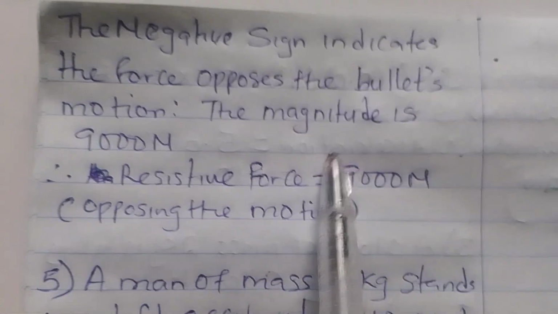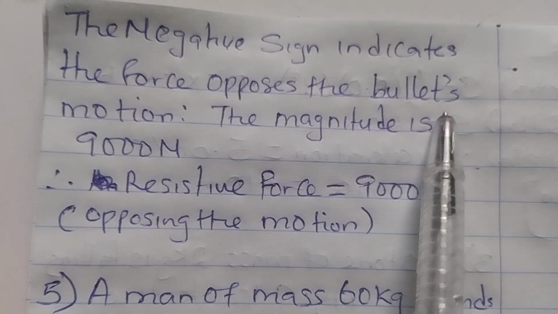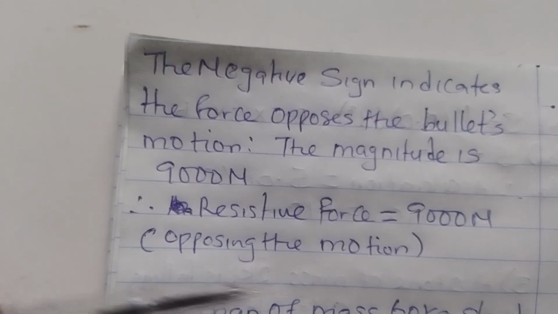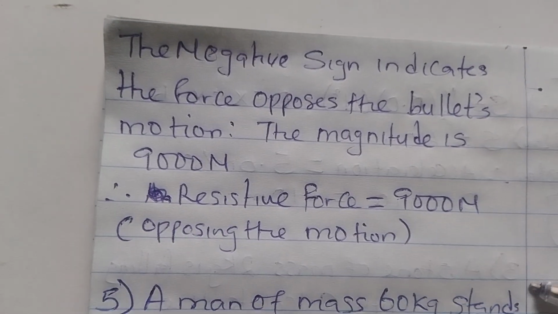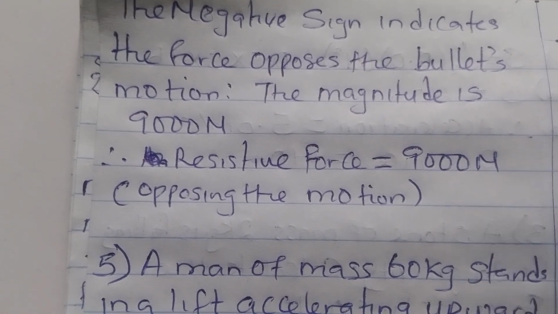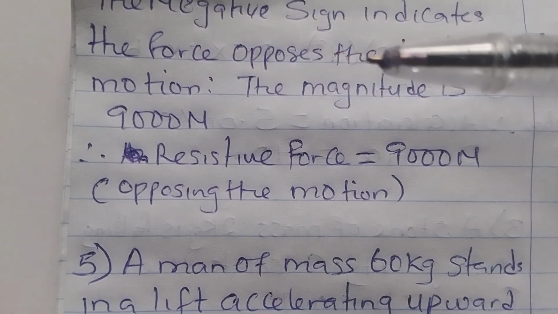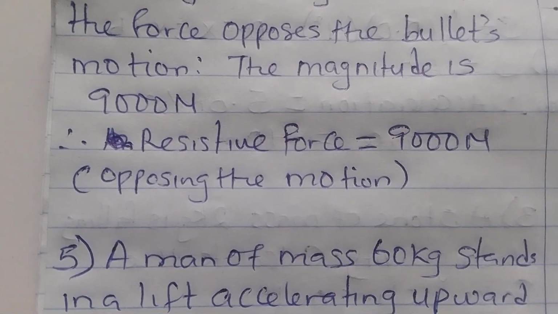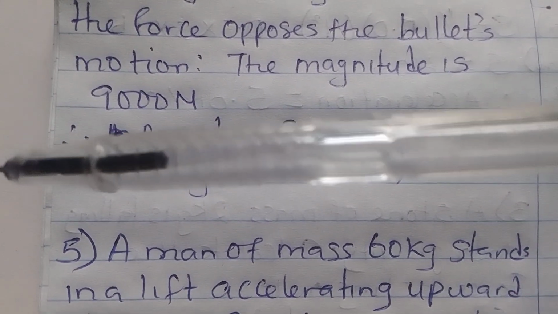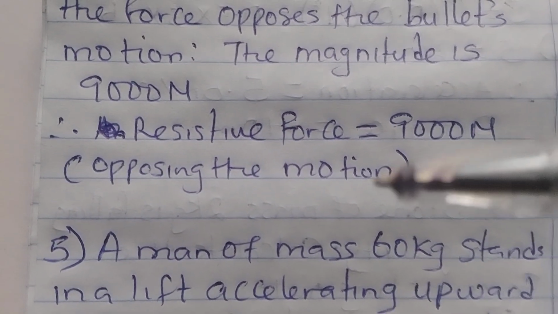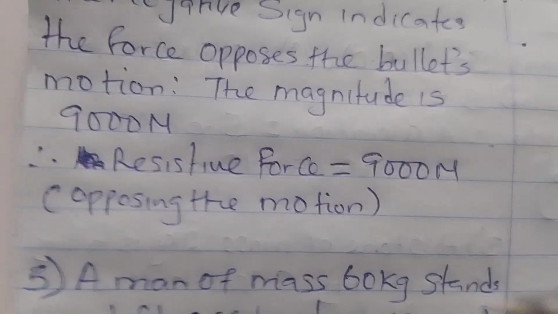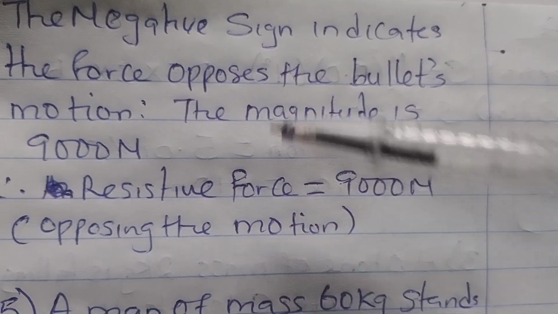Note the negative sign indicates the force opposes the bullet's motion, because the bullet is going into the wood, and the wood opposes the motion of the bullet, stopping the bullet from penetrating. So it couldn't penetrate all the way out. It penetrates, but it gets stuck in the middle of the wood. So it's showing that the motion is being opposed by that force.